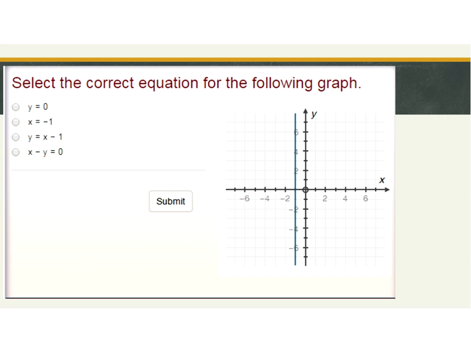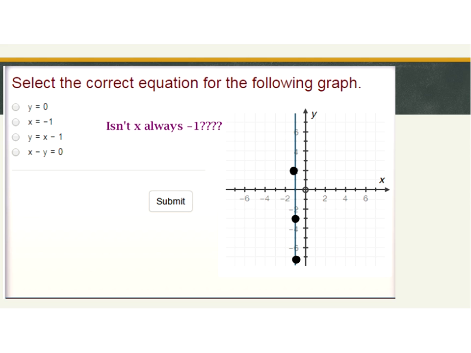Select the correct equation for the following graph. You notice it's a straight line. It's a vertical line like that, right? When it's a line that just goes up and down like that, you only use your x, because isn't x always -1? Notice, isn't x always -1? If you are unsure, go ahead and place some coordinates and see what the coordinates are.